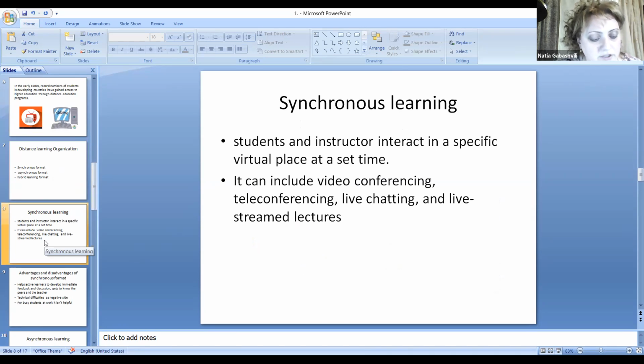So synchronous learning happens in real time. This means that students and instructor interact in a specific virtual place at a set time. In these courses, instructors commonly take attendance, the same as they would in a real classroom. Common methods of synchronous online learning include video conferencing, teleconferencing, live chatting, and live-streamed lectures that must be viewed in real time. So if you like active discussion, immediate feedback and personal interaction with peers and instructors, this method is just right for you.